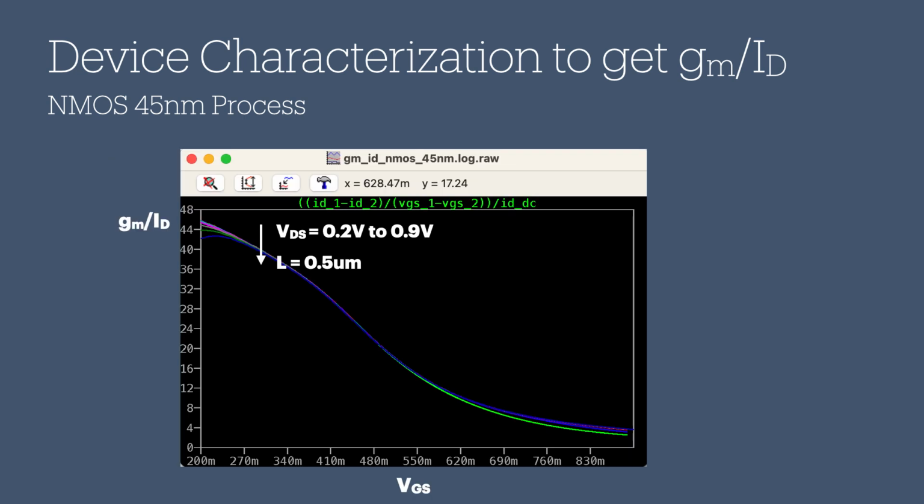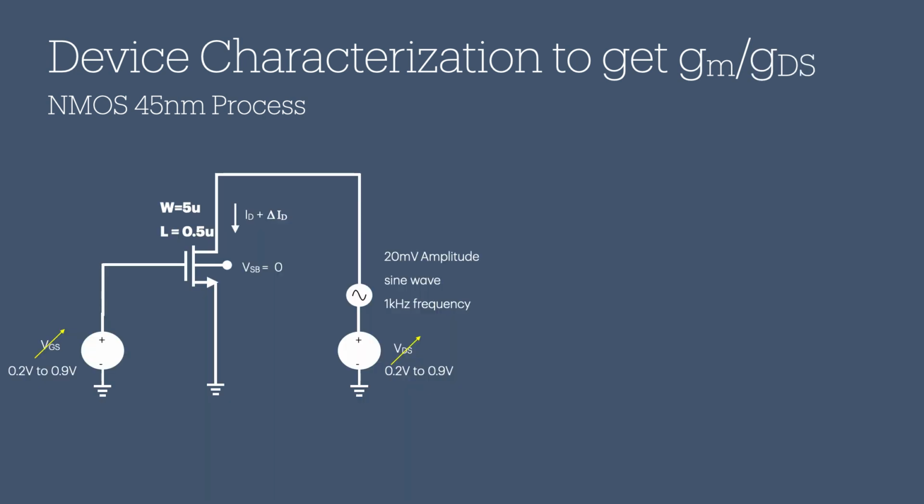This is the gm over ID with respect to VGS at different values of VDS. You can see that gm over ID almost does not change even when VDS is swept from 0.2 volts to 0.9 volts. The length here is maintained at 0.5 micrometers for simplicity. Next is the gm over gds, or the gmr0, the intrinsic gain of the transistor.